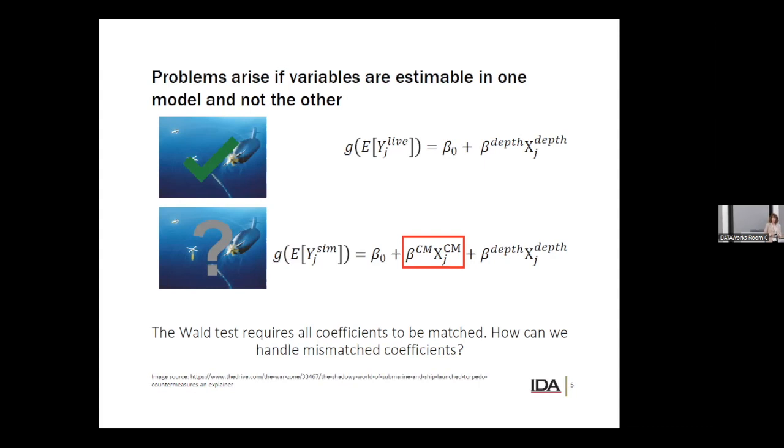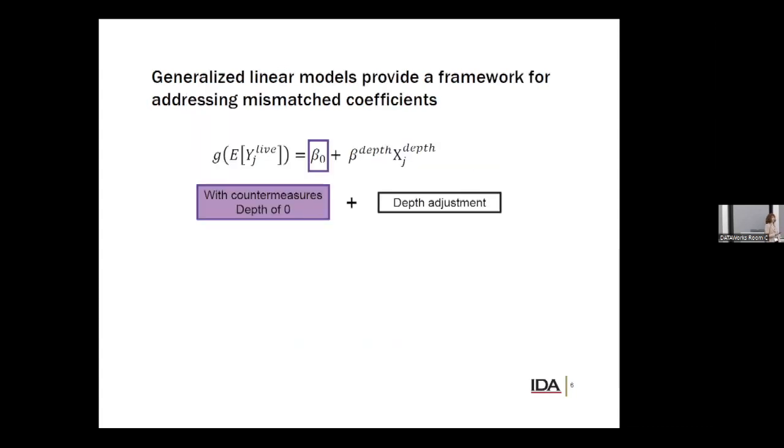You could just throw out all of the ECWAF runs that don't have countermeasures, but then you're losing a lot of useful data. That's not the best solution. So instead, we look at the framework of generalized linear models, of which logistic regression is a type, to figure out what to do.